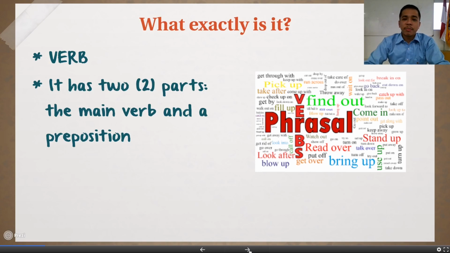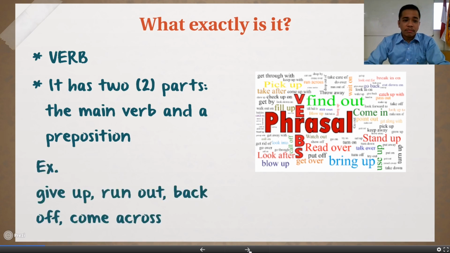Now examples of prepositions are over, through, up, in, on, at, by. There's a lot more. Now I gave you some examples there. We have give up, run out, back off, come across. Now, in our phrasal verb give up, give is your main verb and up is your preposition. Run out, run as your main verb and out as your preposition, and so on.